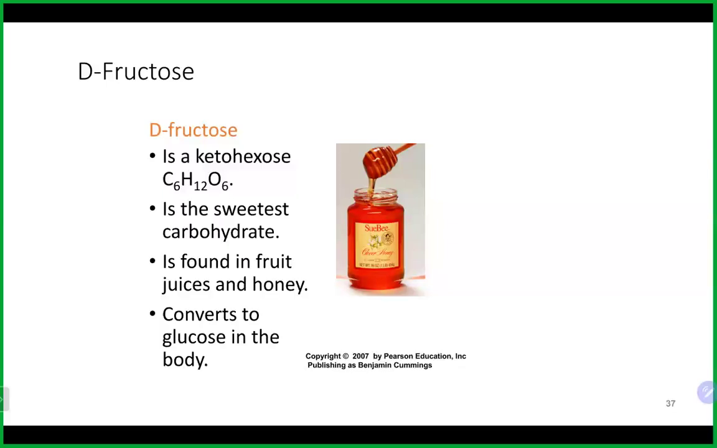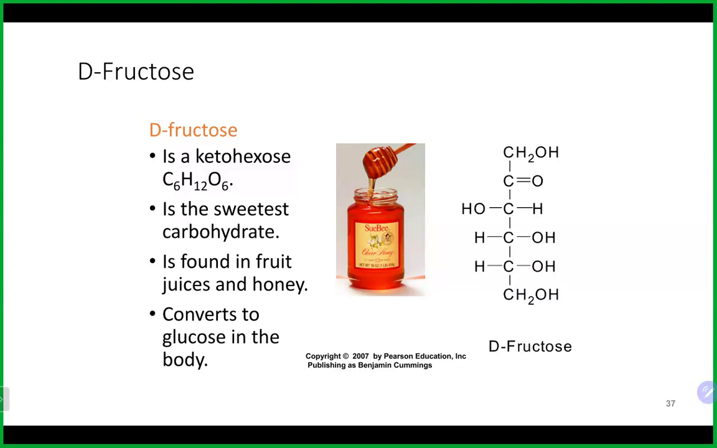D-fructose, I'm sorry, is a ketohexose. It also has C6H12O6. It's found in fruit juices and honey. In the body, fructose will convert into glucose. As we saw in a couple of those earlier pictures, there is our ketone group, and again our 6 carbons. And in this particular case, this is D because of our OH there on the right.